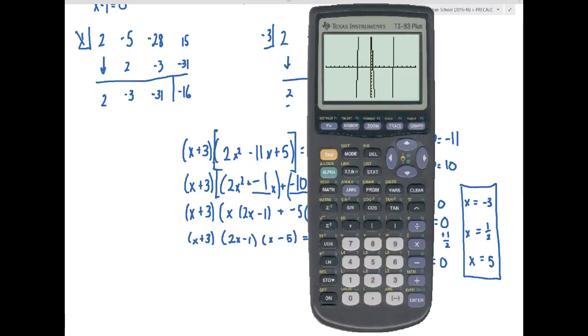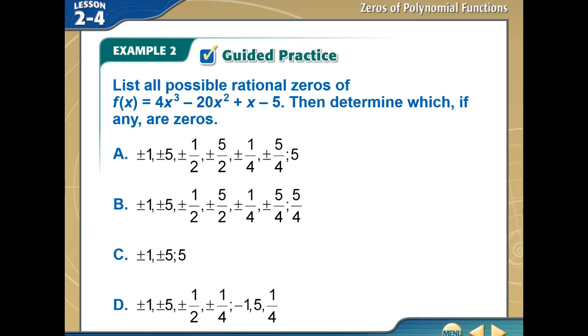So then what I can actually do is bring this function up on my graph here, and the graph does seem to show that at x equals negative 3, x equals 1/2, and x equals 5, I have 3 zeros there. So now go ahead and try this on your own and see if you can find the possible rational zeros of this function and figure out which ones are actually zeros.